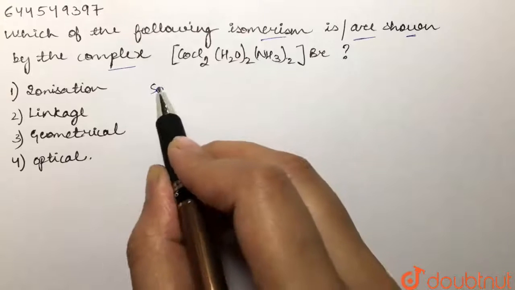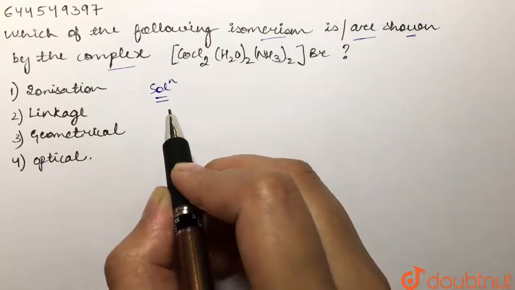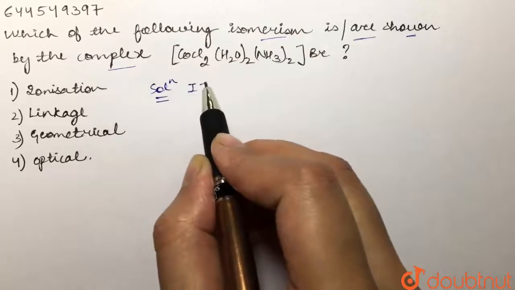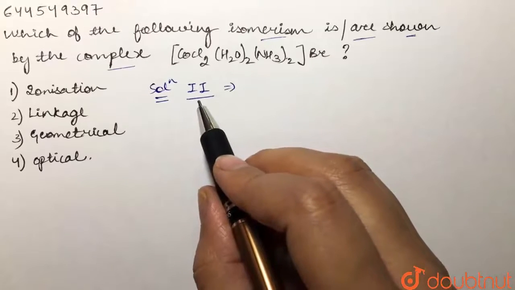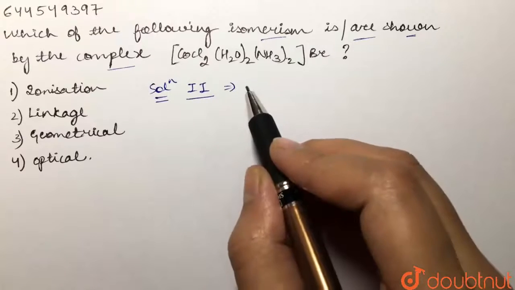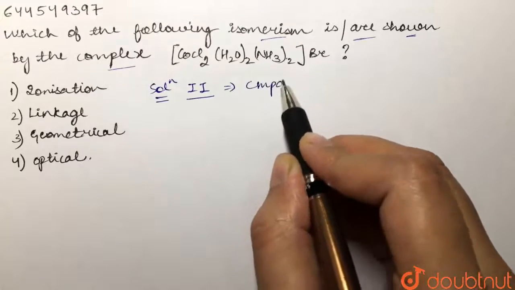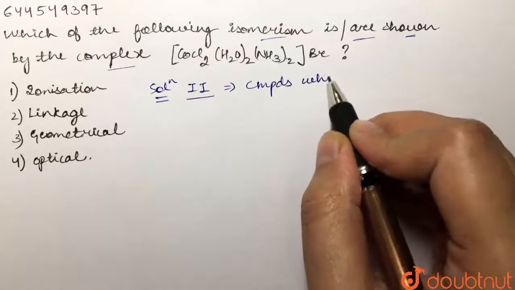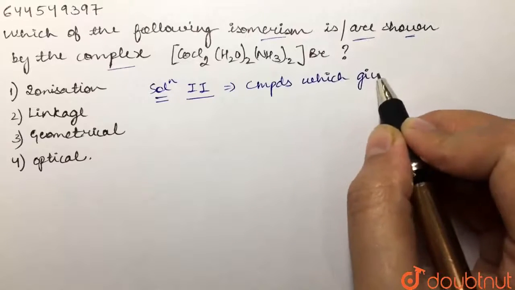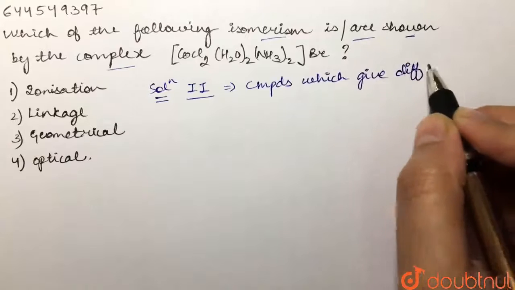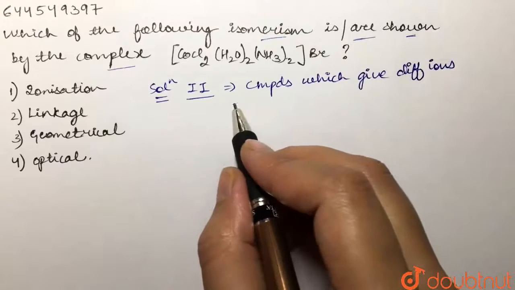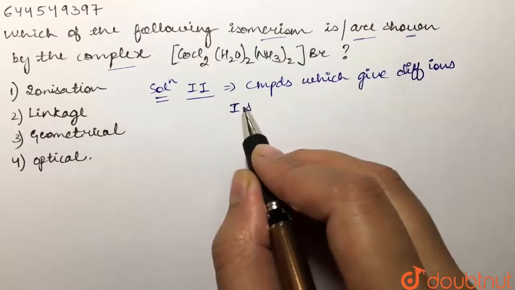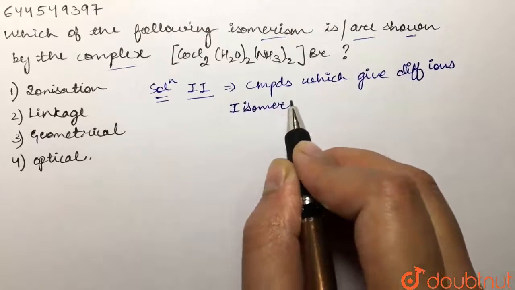So we're going to take up one by one. The first option is ionization isomerism. So what are ionization isomers? Basically, these are the compounds which give different ions in the solution, although they have the same composition. They are called ionization isomers.